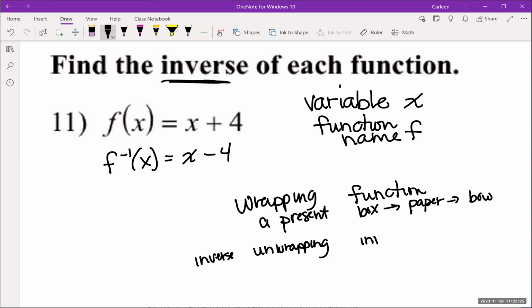So the inverse, you would take off the bow, right? That's different than putting on the bow. You would take off the paper and then you would take it out of the box. So for an inverse function, you undo everything.